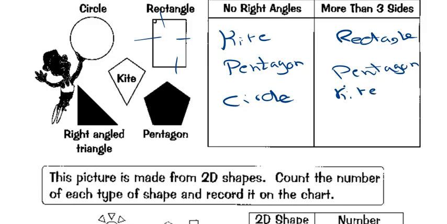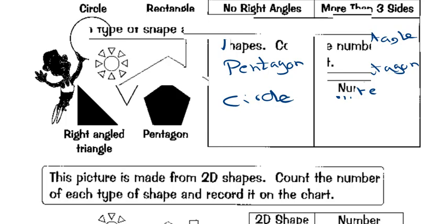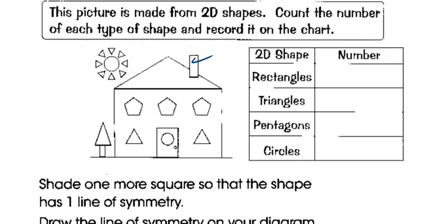This figure is made from 2D shapes. Count the number of each shape and record it on the chart. How many rectangles do we have here? Count the rectangles. Here is one rectangle, two on the door, two, three, and four for the house. So we have four rectangles.